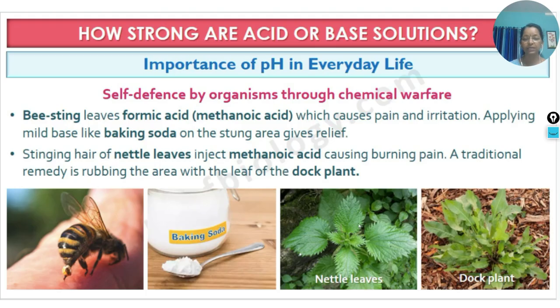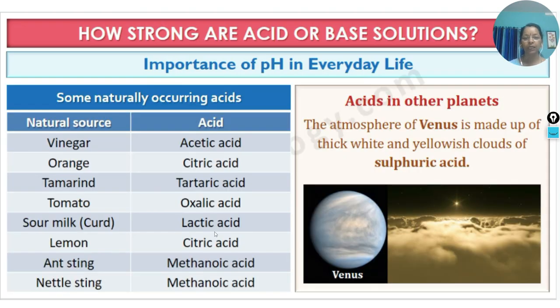Nettle leaf has small needle-like structures which inject methanoic acid into our body when we touch it. So it causes severe, burning pain. What we can do is either apply the juice of the dock plant, which is usually found near the nettle leaves, or else you can apply a paste of baking soda, so that it neutralizes the acid and we get relief.